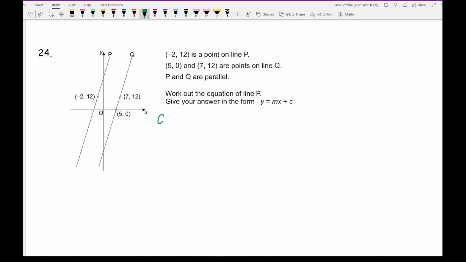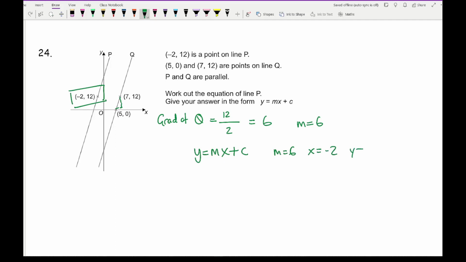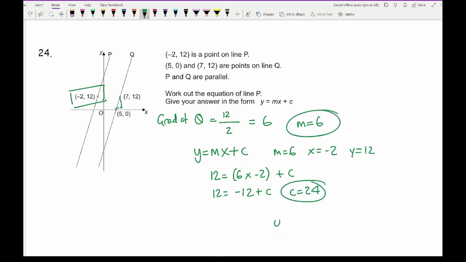So first we need to find the gradient of line Q. We do that by looking at the difference in the y ordinates, which is 12, over the difference in the x ordinates, which is 2. So that's going to have a gradient of 6, so m equals 6. Now from this, I'm going to use this coordinate. So I've got y equals mx plus c. I know that m equals 6, x equals -2, and y equals 12. Substituting those numbers, I can work out what c is. So I've got 12 equals 6 times -2 plus c, so 12 equals -12 plus c. So c equals 24. Combining these two, I get y equals 6x plus 24, and there is my final answer.